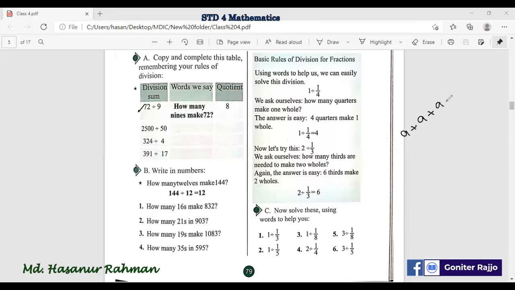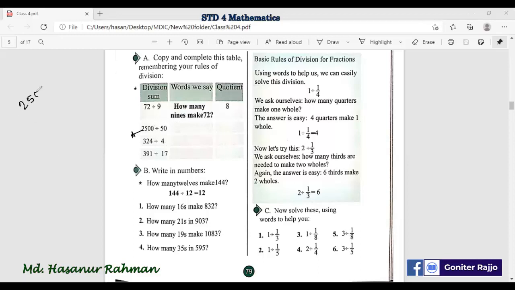If you add 8 9s, if you add all these 9s, then you will get 72. For that reason, in the words, we can say how many 9s make 72. Now, next one. In this problem, we can say how many 50s make 2,500.